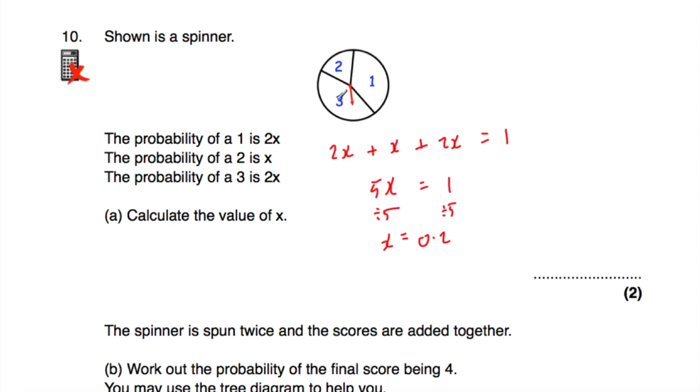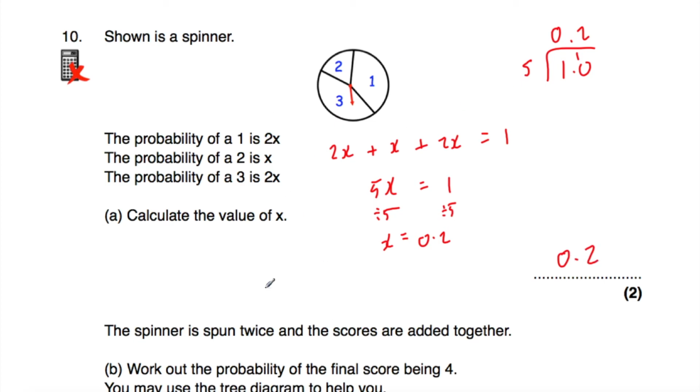And remember, this is a non-calculator question, so if you can't remember that 1 divided by 5, you can just do the division: 1.0 with a decimal point. How many 5s go into 1? 0, remainder 1. And how many 5s go into 10? That's going to be 2. So that means x is equal to 0.2. So we've been asked to calculate the value of x, and that's going to be 0.2.